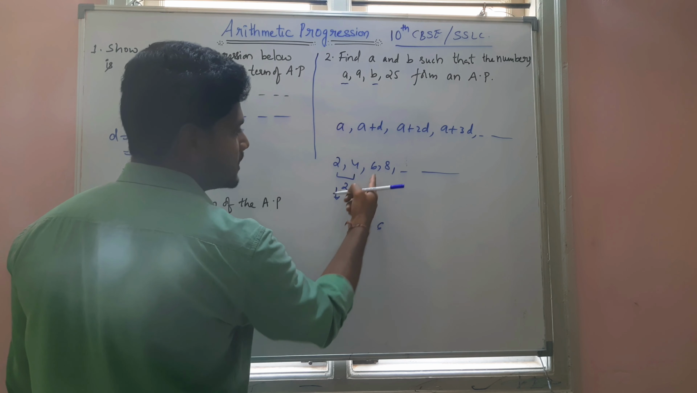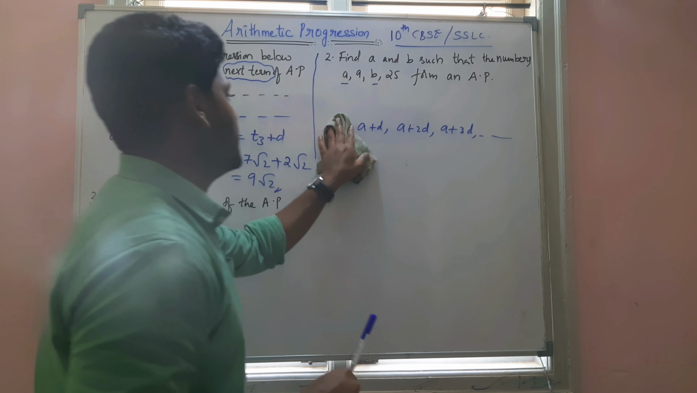Similarly here also, we got 7 root 2, but they are asking for the next term. Next term means after 7 root 2. So how to find T4? T4 is nothing but T3 plus D. Why? Because for every term, we need to add D. D, another D, 2D, another D, 3D like that. So already we got 7 root 2 as the third term, plus the common difference 2 root 2. So T4 is equal to 9 root 2. Very simple, so like that we can find.